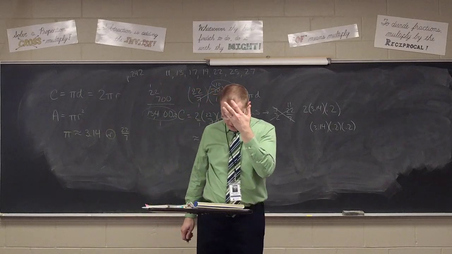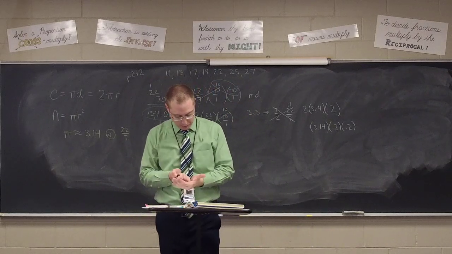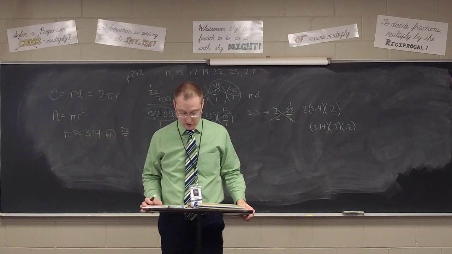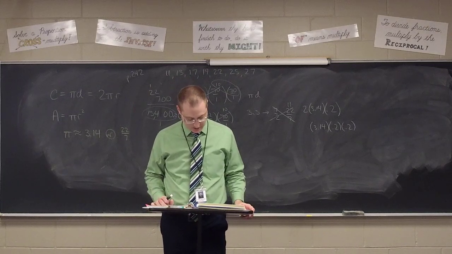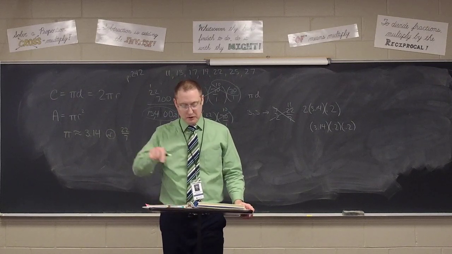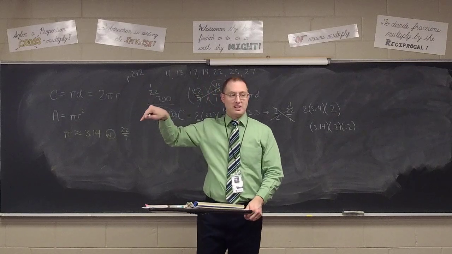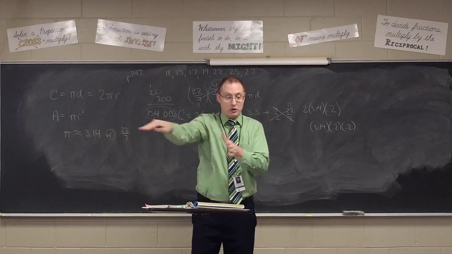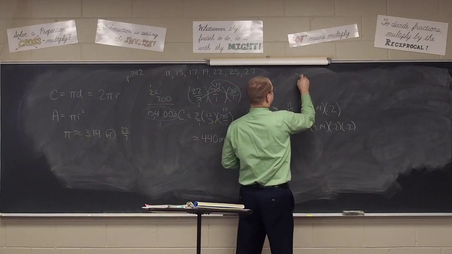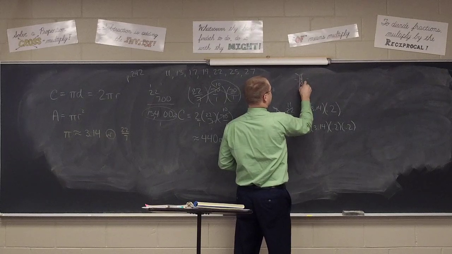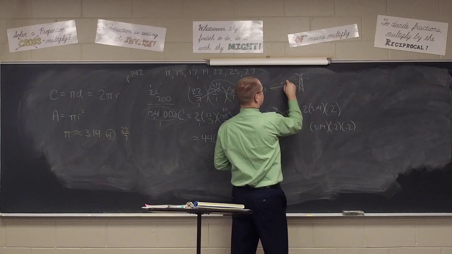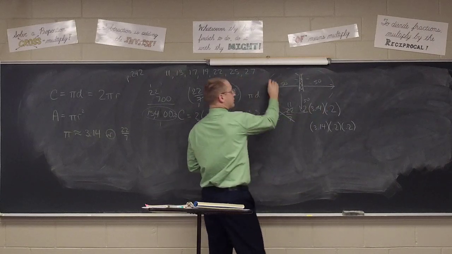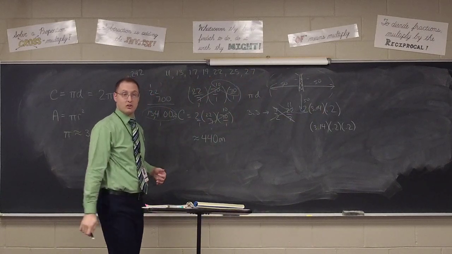Number 27, Scott, the radio station WPCS can be heard clearly for 50 miles in all directions from its transmitter. How many square miles does the station serve? Did not get that one? I didn't. What's 50 miles in all directions mean? That's 50 miles in all directions. So here's the transmitter, right? Okay, and then 50 miles in all directions. 50 is the circumference. Oh, wait, radius.